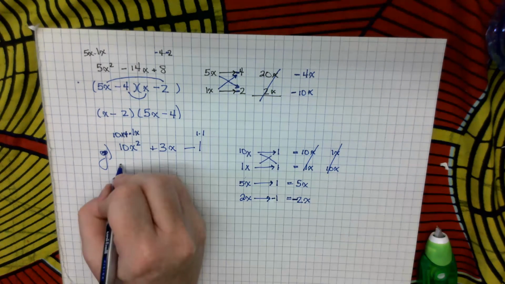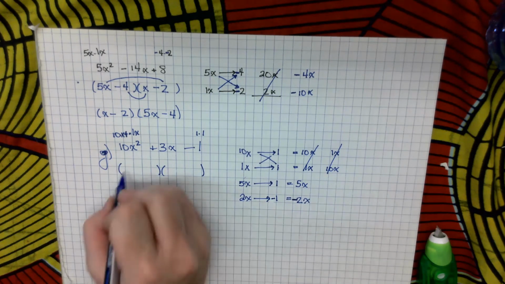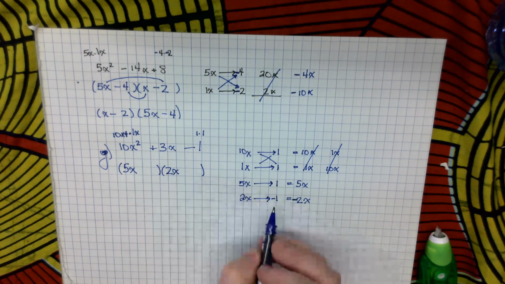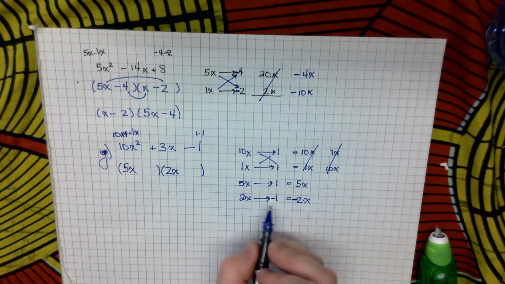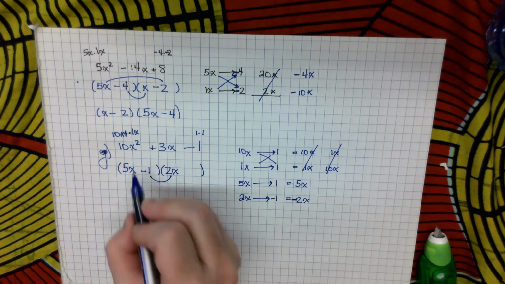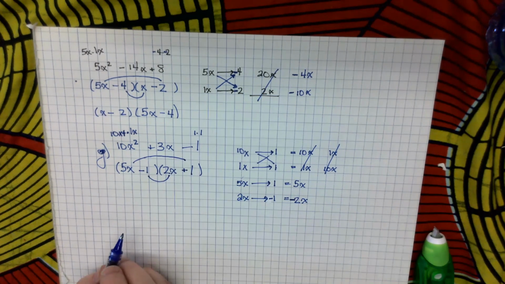Okay, so now I can do my 2 brackets. And I have 5x and 2x. And so now I know that 2x has to be multiplied by negative 1, and that 5x has to be multiplied by positive 1. And so I'm done.